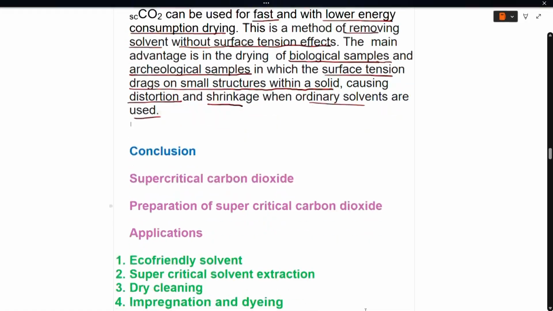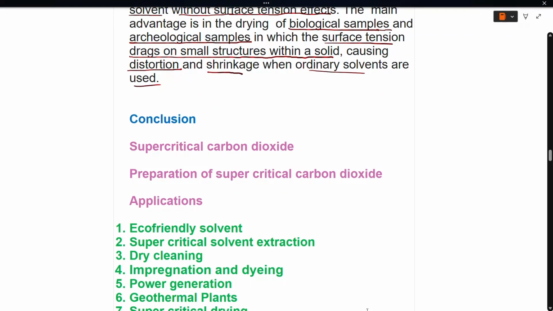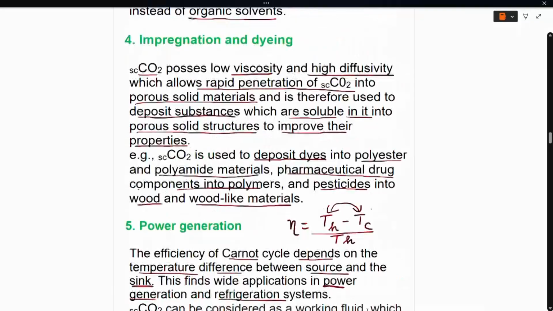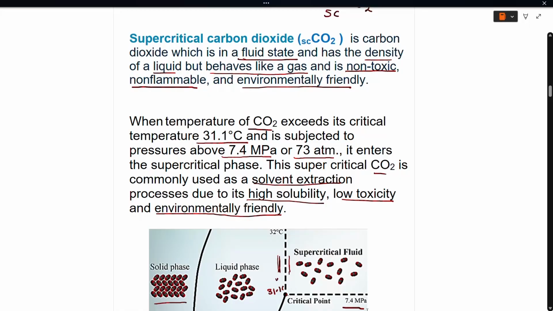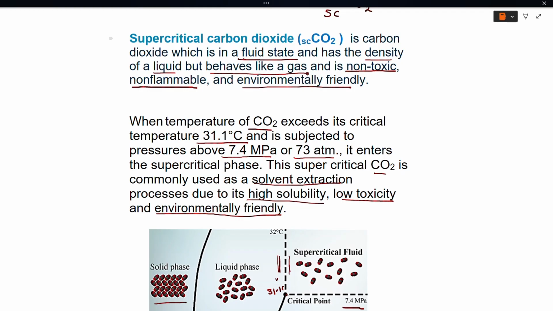Now, to conclude, let us see once more what supercritical carbon dioxide is. Supercritical carbon dioxide, as I have told you, is a fluid state of carbon dioxide which has the density of a liquid but behaves like a gas. It is non-toxic, non-flammable and environment friendly. This usually occurs at the critical temperature of carbon dioxide, which is 31.1 degrees Celsius, and at a pressure of 73 atmospheres or 7.5 megapascals.